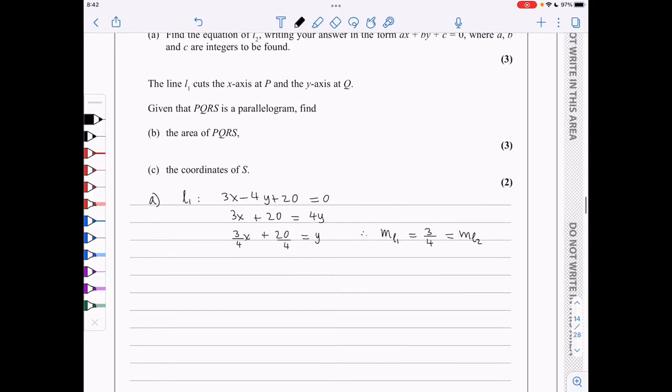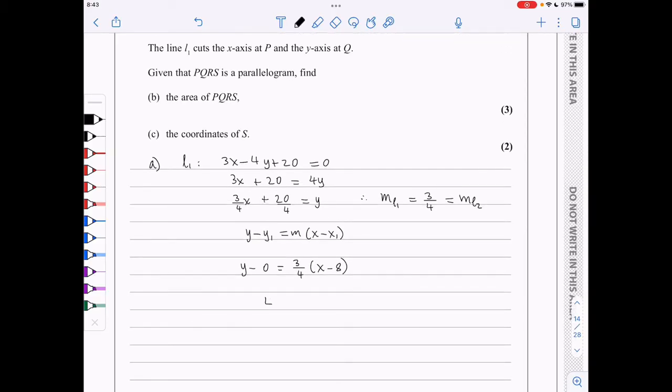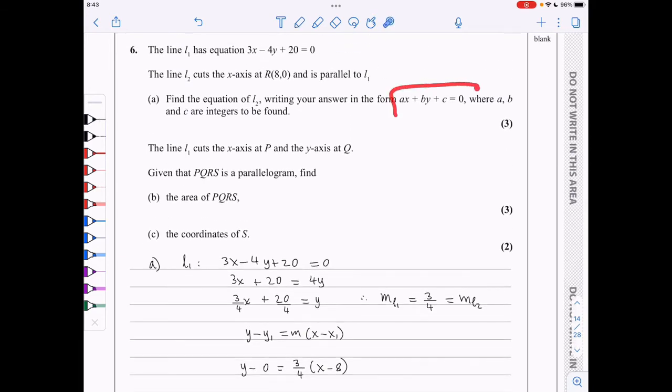Now, to find the equation of L2, I will be using y minus y1 is m times (x minus x1). So y minus 0 is 3/4 times (x minus 8), using the fact that we pass through the point (8, 0). I will cross multiply to get 4y is 3x minus 24, and then collect everything on the left hand side: 4y minus 3x plus 24 is 0, in order to match the form in which I had to give my answer.